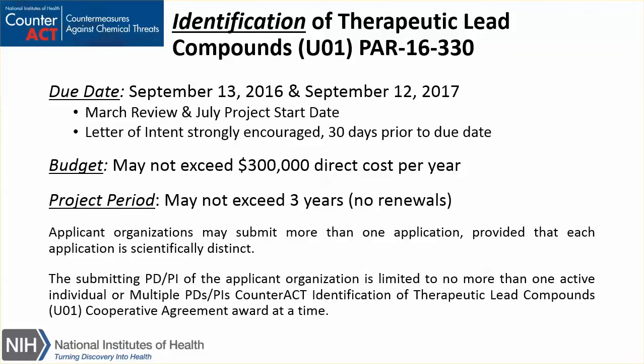Applications in response to the CounterACT Identification U01 are only accepted once a year. The submission deadline is in the middle of September. Proposals are reviewed the following March with an anticipated project start date in the following July. The proposed budget for direct costs for the identification FOA is capped at $300,000 per year. The proposed project period is limited to 3 years, and renewal of the project is not accepted.